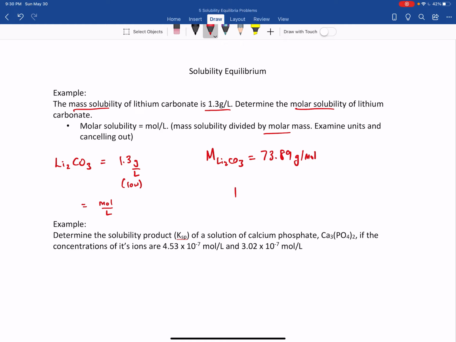Right, and if we set this up as a ratio, do our dimensional analysis, we can cancel out the grams from there, and we'll be left with 1.76 times 10 to the negative 2 moles per liter. So that means that value in moles can dissolve in 1 liter of water. Now what we did here was the mass solubility divided by the molar mass, as you can see in the question as the hint there.